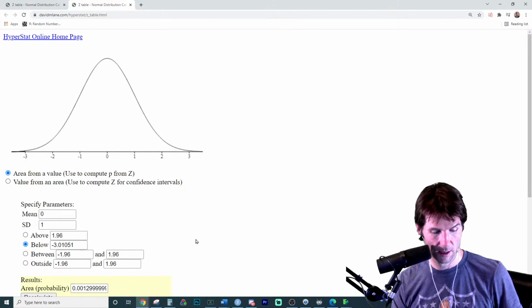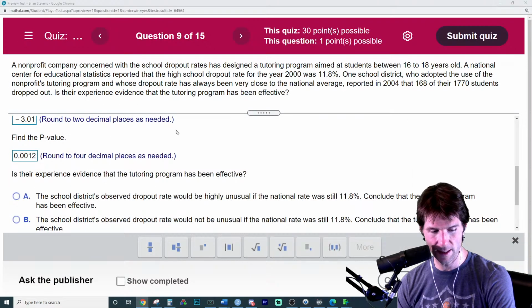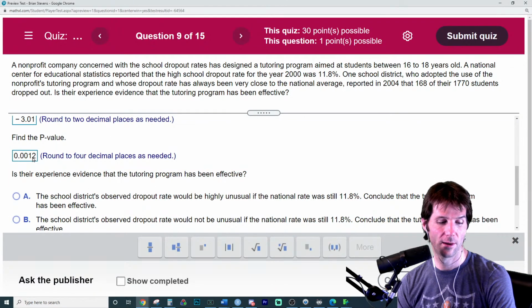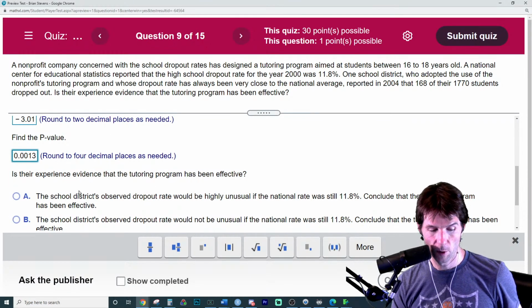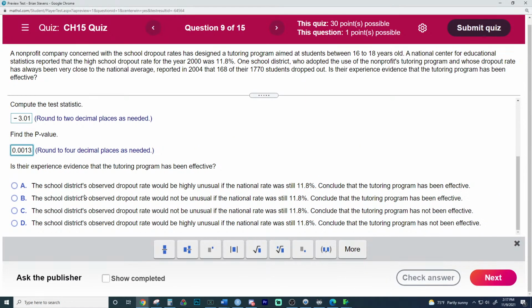1,000 chips. And whoa, 0.0013. So I think we got it down to the decimal place. Oh, we were close. Okay. So now our p-value here is very, very low. The school's observed dropout rate, let's see right here, would be highly unusual. Good. The p-value here is how unusual it is. Would be highly unusual if the national dropout rate was this.